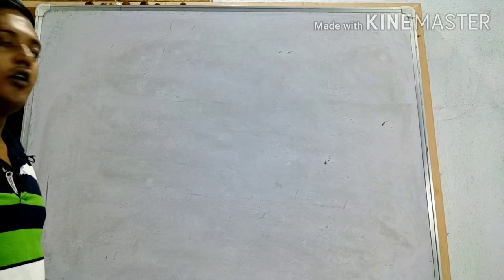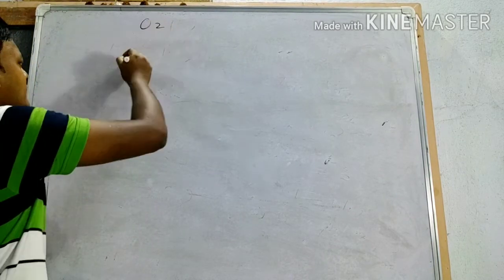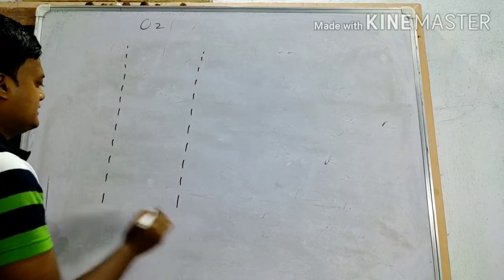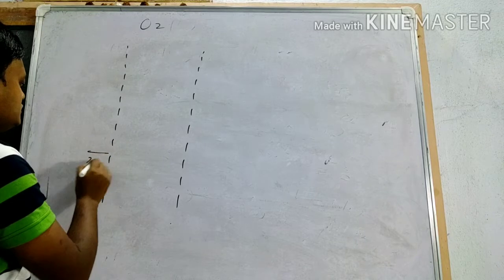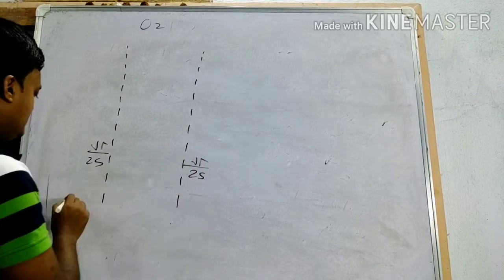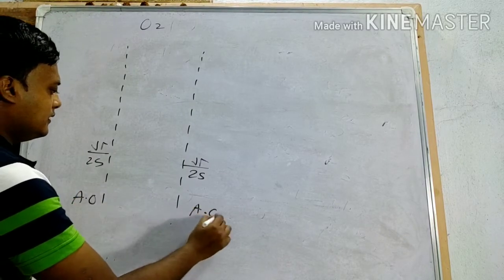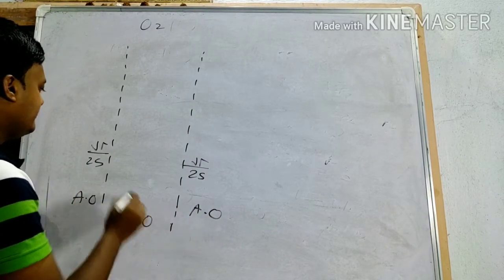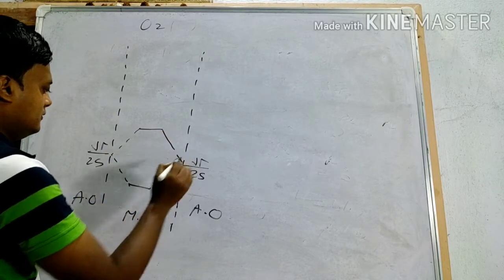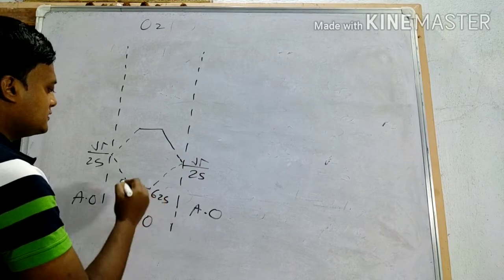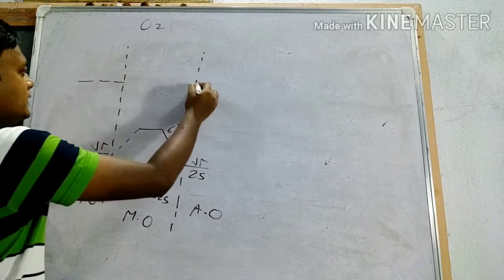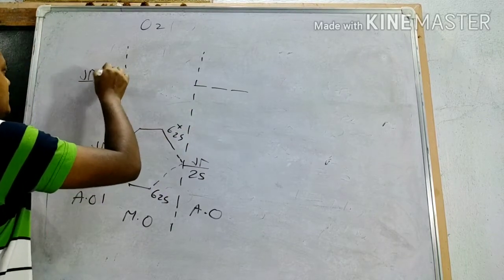Next, for oxygen, the MOT energy diagram of oxygen. So 2s, 2 electrons, this one is the atomic orbital, and the middle one is the molecular orbital. So this one is sigma 2s, sigma star 2s. Now in 2p, in case of oxygen, total 4 electrons.